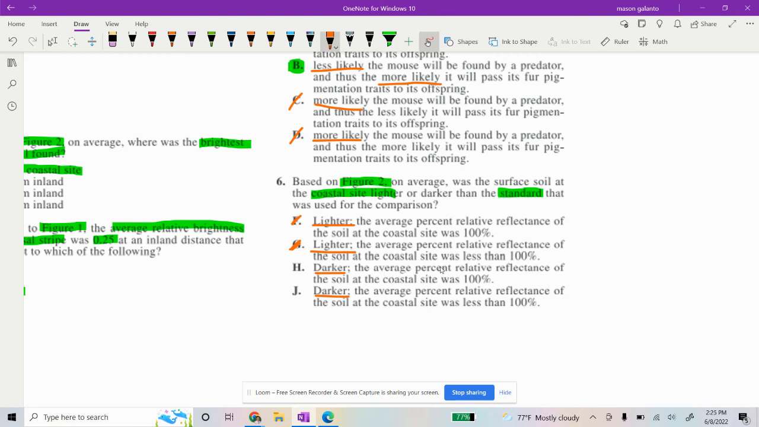The average percent relative reflectance of the soil at the coastal site was 100. Well, that's not right. That's the standard, right? We started at around 70. And the average percent relative reflectance of the soil at the coastal site was less than 100. Yeah, it was less than 100. So I'm going to go with J.